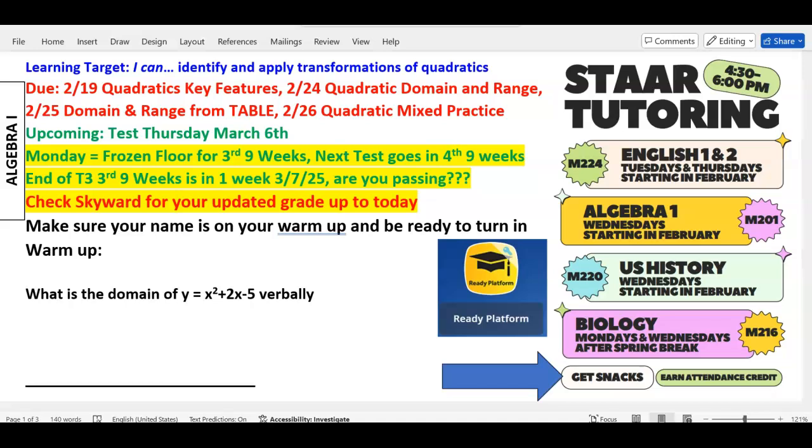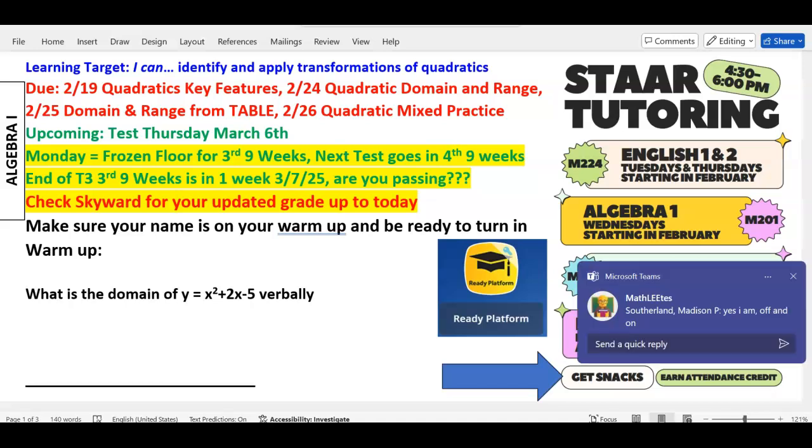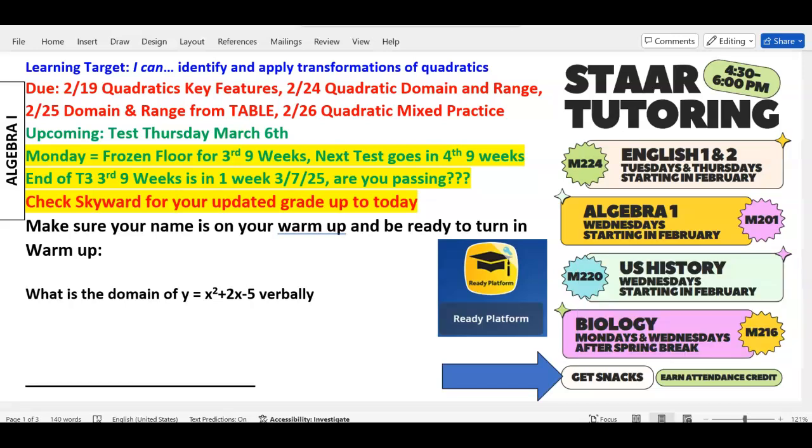So, what do you think it is? What do we always verbally start off our domain and range with? I'll help you out. All real numbers. Okay. Now, it's all real numbers. Do we restrict it? Do we say less than or greater than anything? And I'll tell you, for domain, the answer is no.